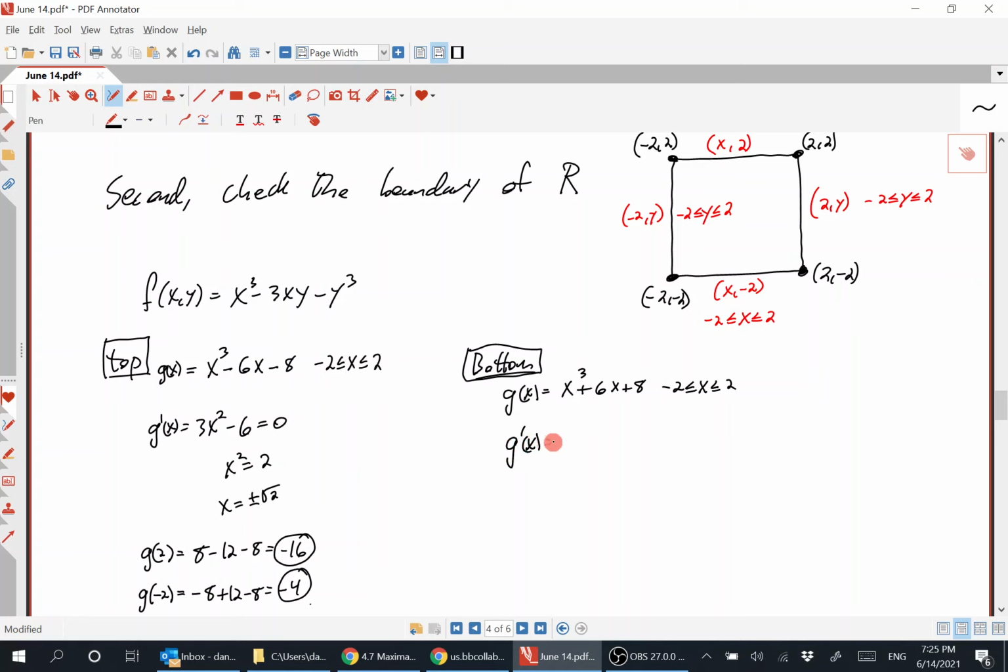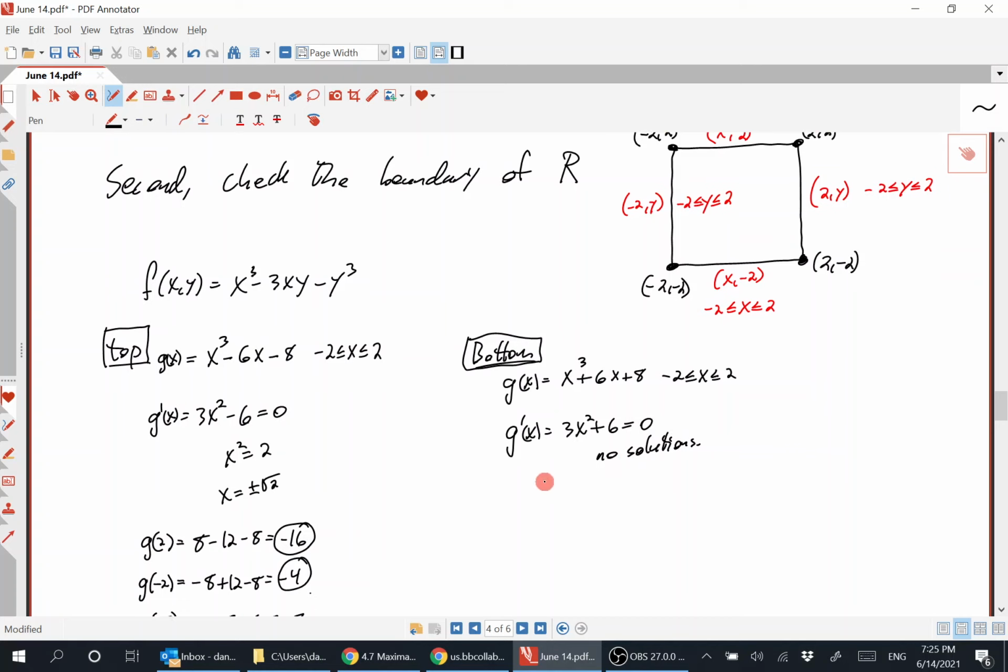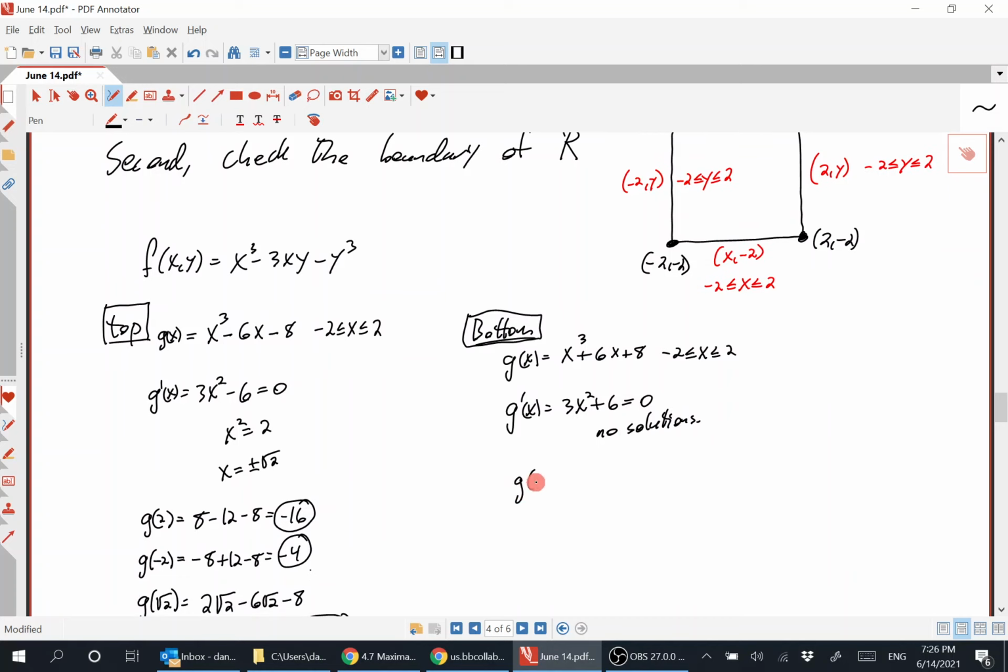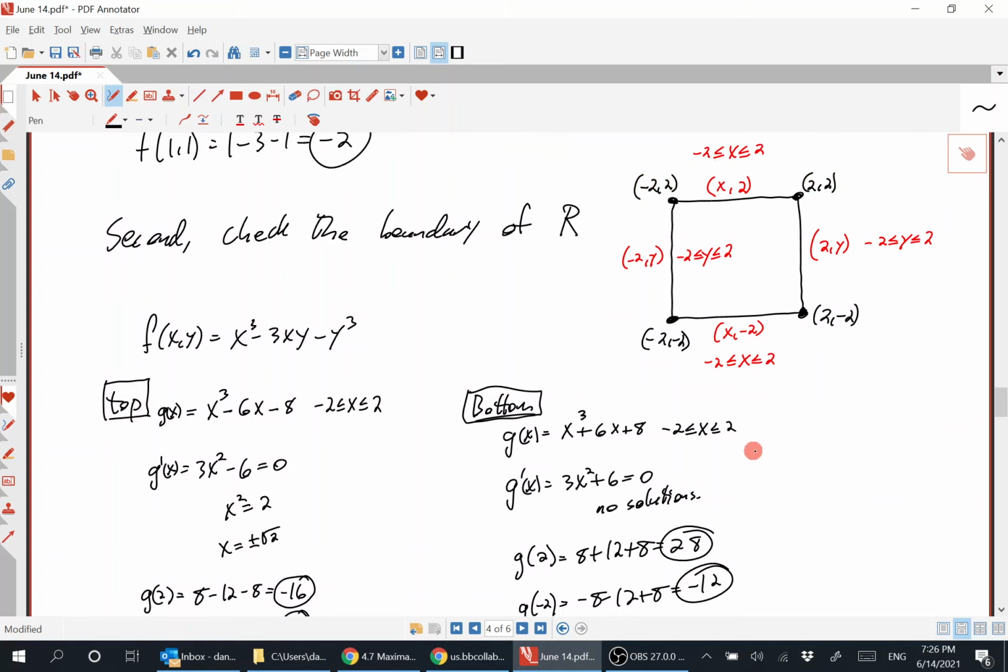Taking the first derivative, it's 3x squared plus 6 equals 0. So no solutions. But we do have to check the endpoints. So g of 2, that's going to be the max, obviously. 8 plus 12 plus 8, so that's 28. And g of negative 2 is minus 8 minus 12 plus 8, so it's minus 12. All right, so we did top, bottom. Now let's do left and right.